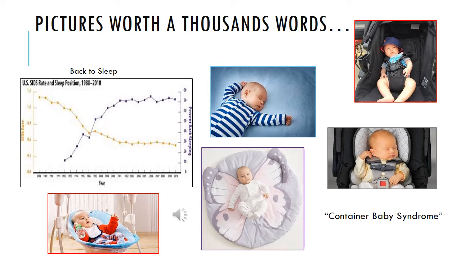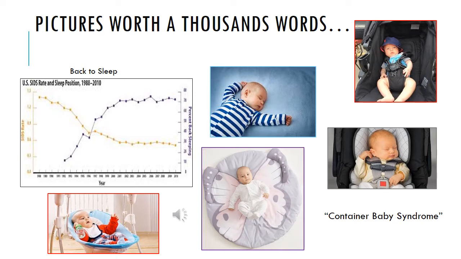positioning devices. So if you look at the graph on the left, the Back to Sleep campaign began in 1992 in an effort to reduce the risk of sudden infant death syndrome. So you can see that in the yellow there, the rate of sudden infant death syndrome went down drastically. So there was a 40% reduction very early on in the rate of SIDS. So in essence, this campaign was extremely effective for decreasing the amount of infants who were passing away from SIDS.